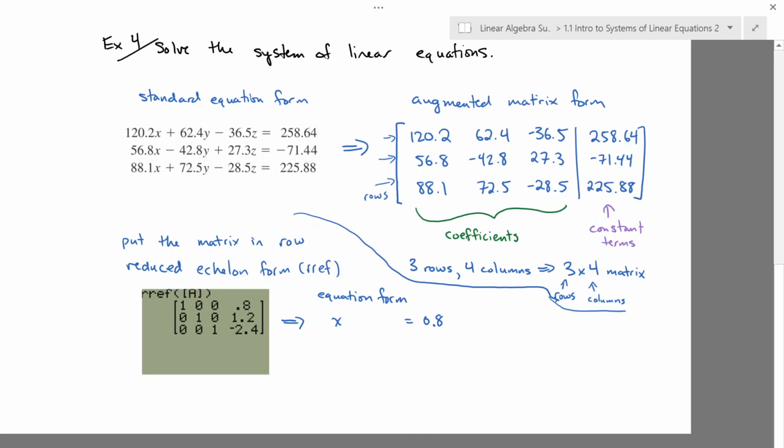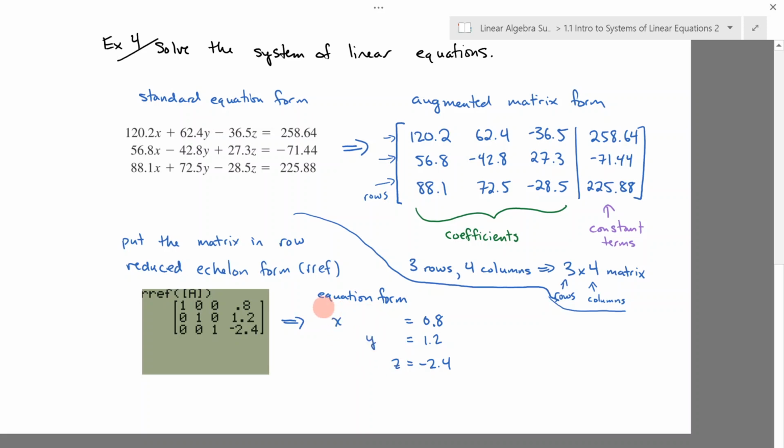And similarly, you can see that in the second row, y has a coefficient of 1, the others are 0, so the y variable is by itself, equal to 1.2. And then finally, the last row is 0, 0, 1. This is for the z variable. So that says z is equal to negative 2.4. So I've staggered them so that they're in the correct positions, right? So the x column, the y column, the z column, right?